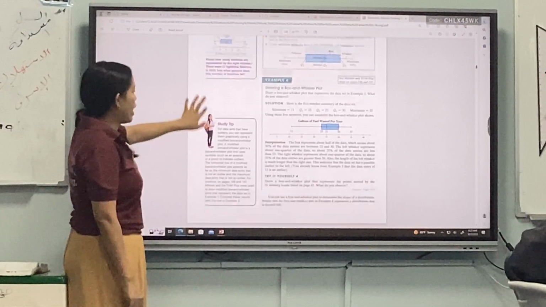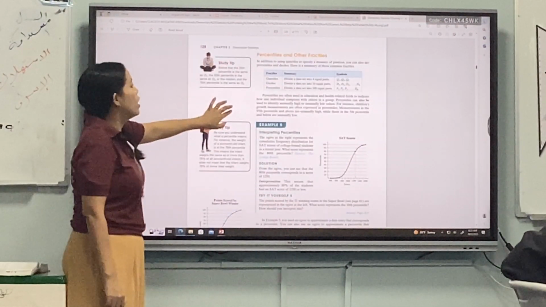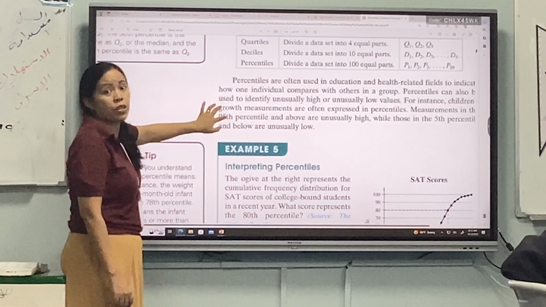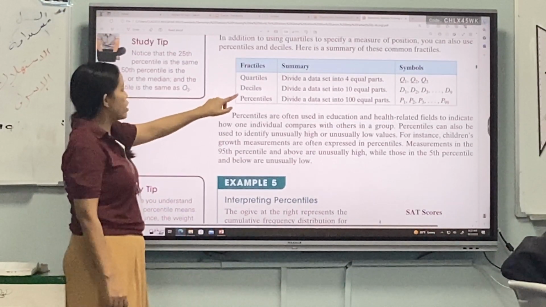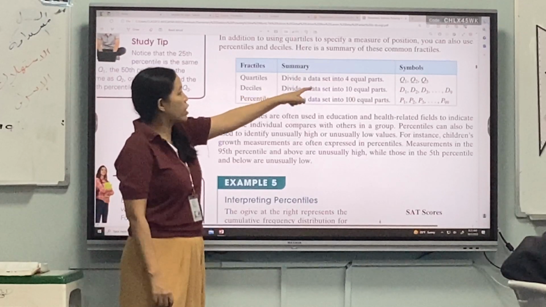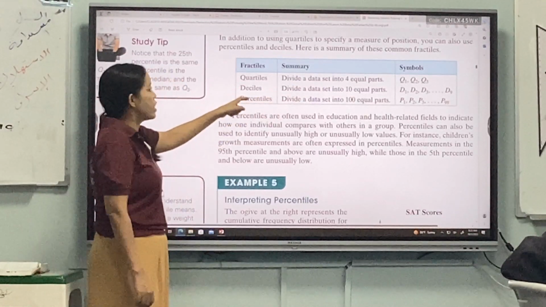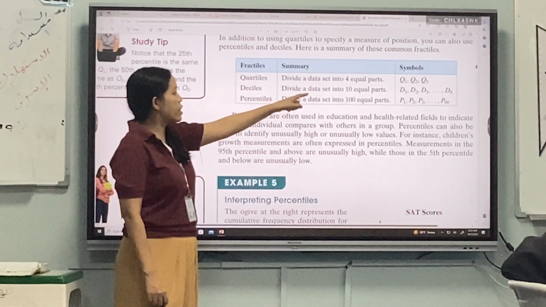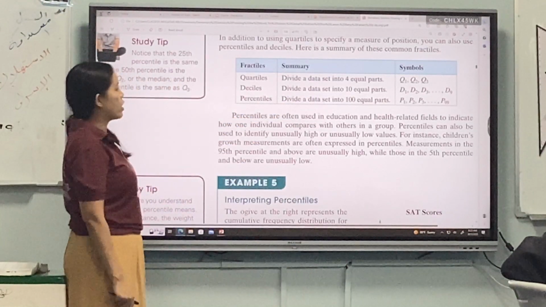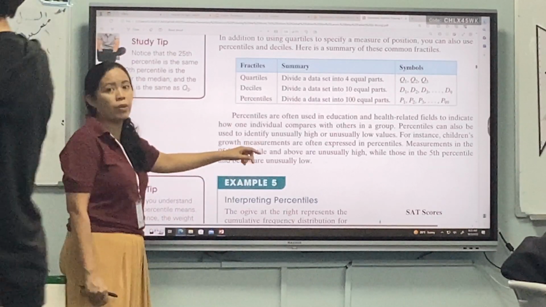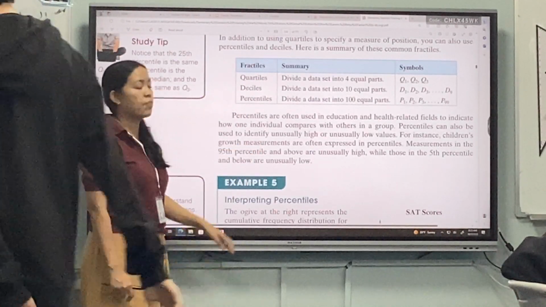Yes. So next example, Sultan, this is your question. Yesterday, we did the five-number summary. Quartiles divide the data into 4 equal parts. Deciles divide the data sets into 10 equal parts. And percentile divides the data sets into 100 equal parts. So this is your question for deciles.